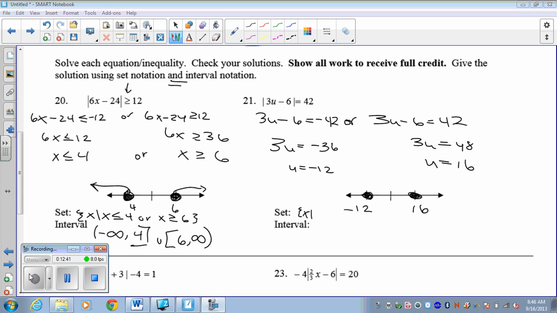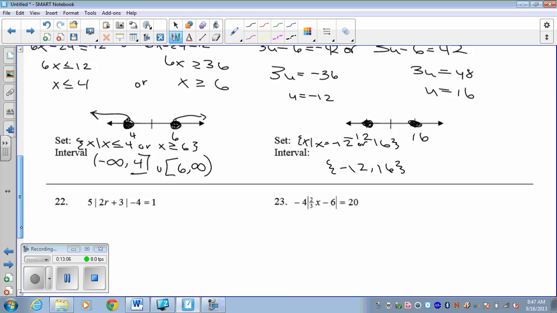Alright, so we got x such that x equals negative 12 or 16. In interval notation, remember, it's just the abbreviated set notation. Since there's no real interval between negative 12 and 16, those are just two specific points.